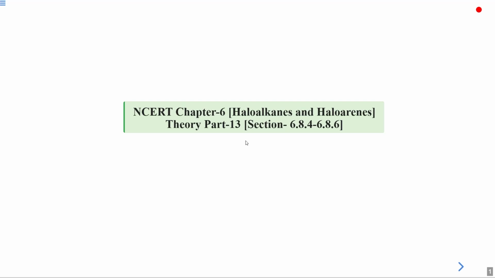So today we are going to see theory part 13 of the chapter Haloalkanes and Haloarenes. So let's begin today's topic. NCERT chapter 6 Haloalkanes and Haloarenes theory part 13, and today we are going to specifically cover the section 6.8.4 to 6.8.6.